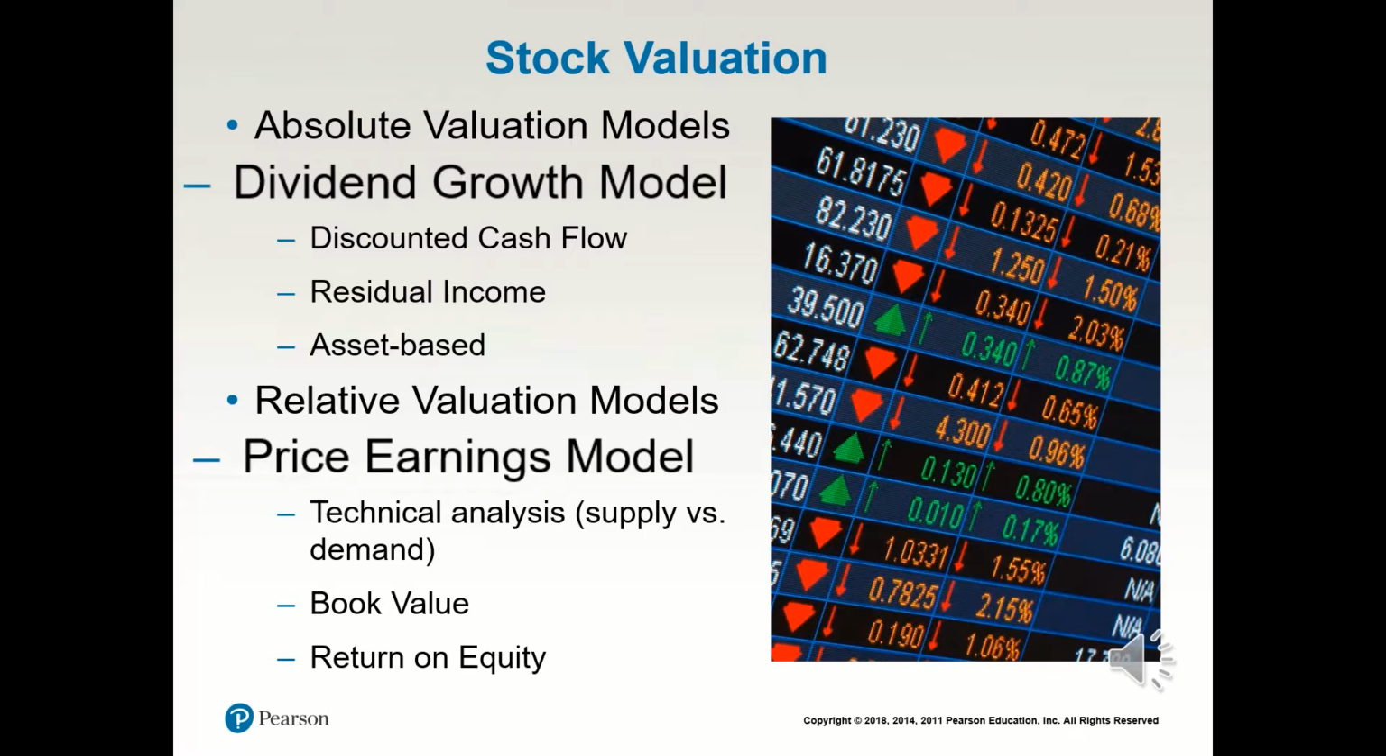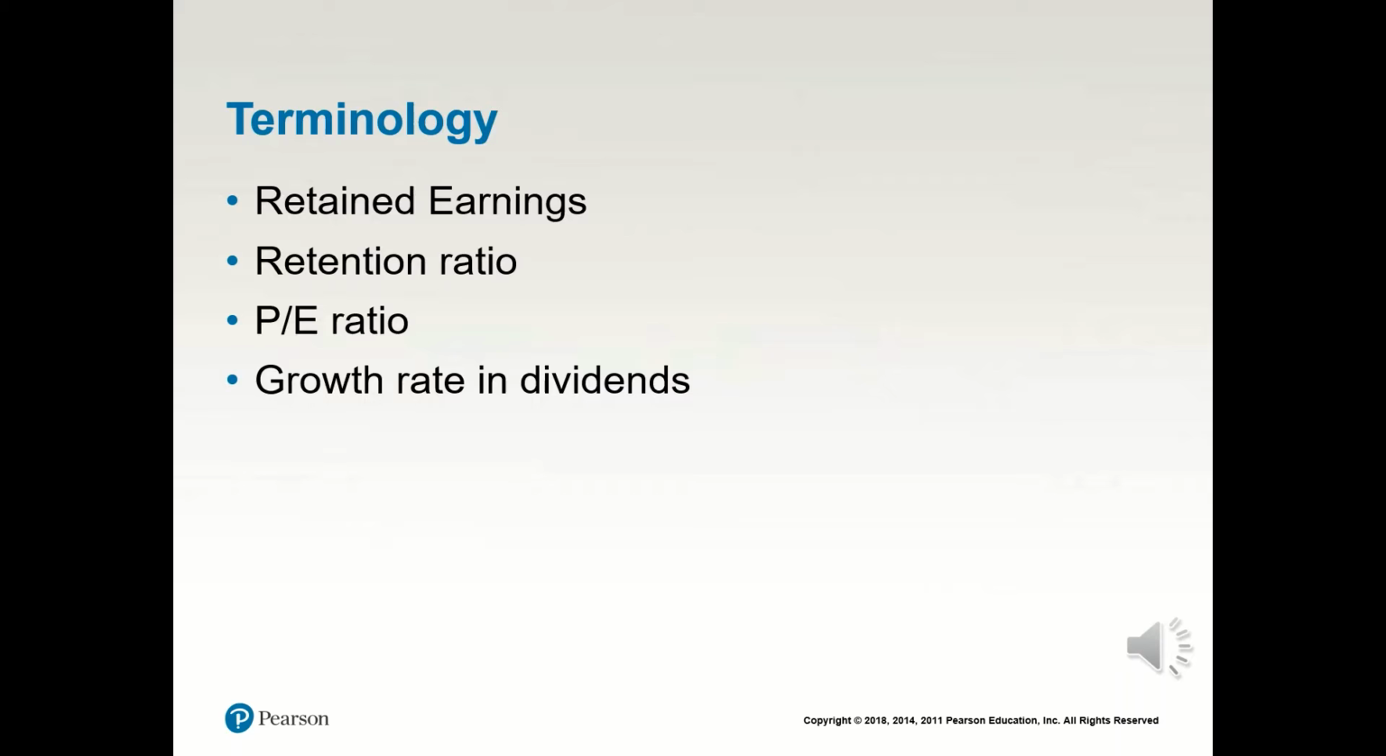Common stock's value is equal to the present value of all future cash flows that the stockholder expects to receive from owning the share of stock. However, unlike bonds, common stock does not offer its owners any promises. There's no regular interest payment, no maturity payment, and the dividends are not promised either. Before I introduce and we practice these 2 stock valuation methods, there's some terminology that we need to review. Retained earnings, retention ratio, PE ratio, and growth rate in dividends.